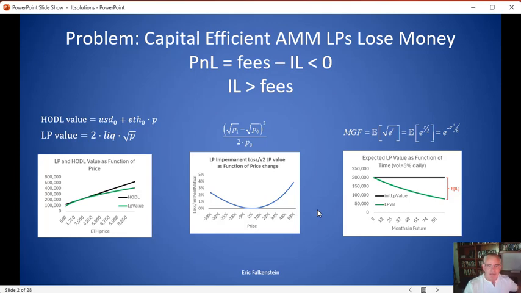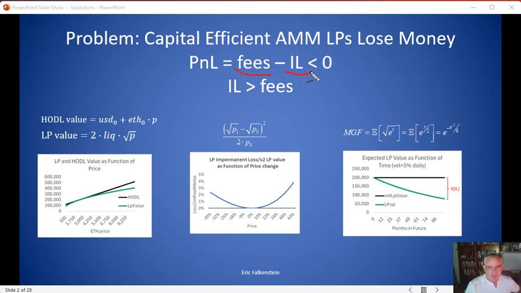It's long enough. So the problem is that the LPs lose money. And what do I mean by that? Well, they make fees. So that's easy to do. You can count the fees, count the volume traded, multiply it by the fee rate, and you get their revenue. Great. And usually that's all that's represented in the APYs that AMM protocols present, just the revenue.